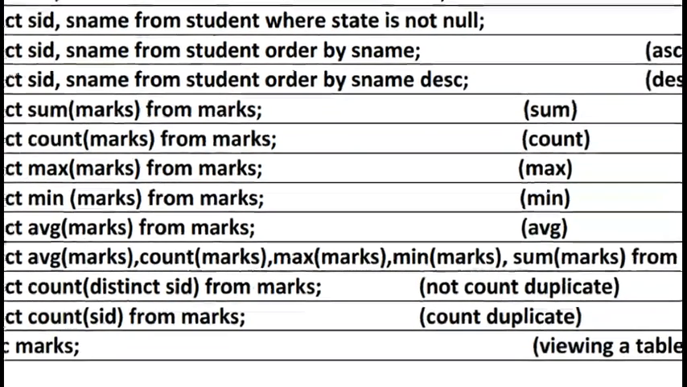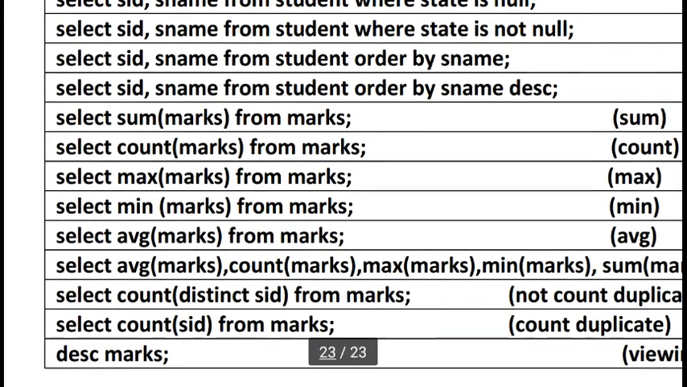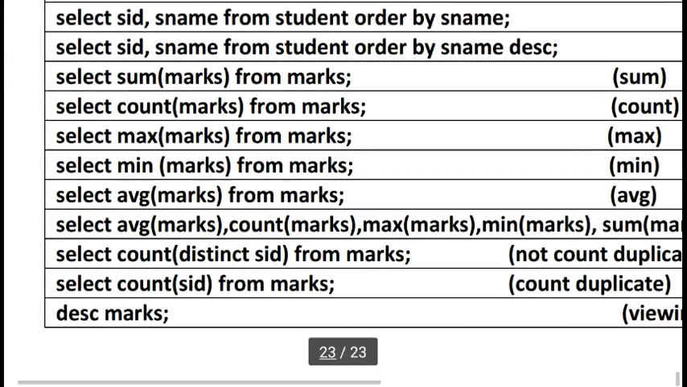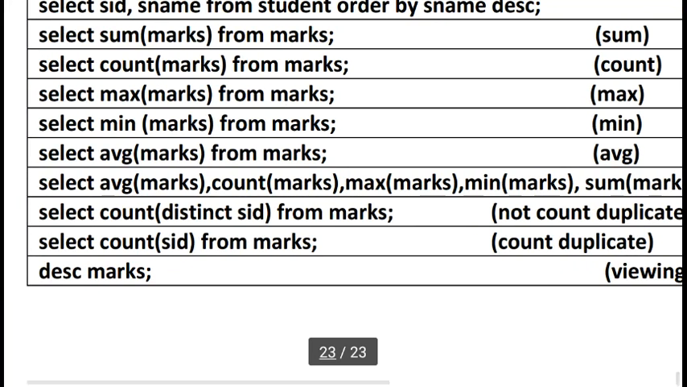Select count distinct SID from marks. So first this distinct SID executes, it removes all the duplicates, then it counts exactly how many student IDs there are. So count distinct SID does not count duplicates. First it removes duplicates, then it counts. But select count SID from marks, if SID has duplicate values or single values, it will count everything. It does not care.